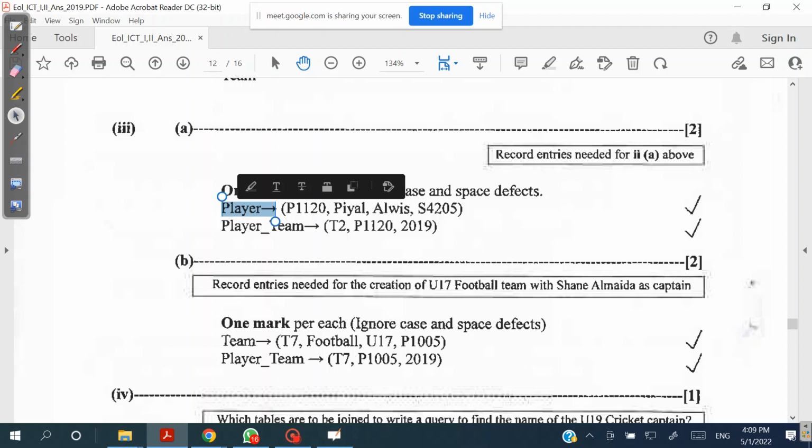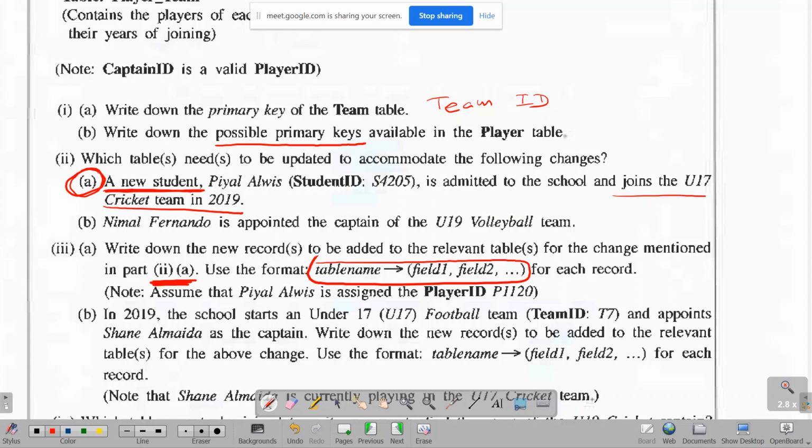So look how they have taken it. In the player table, P1120, this P1120, the student ID is given. So you have to use that. The player ID is given in the question, right? So right over here.